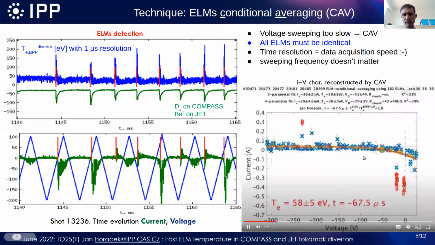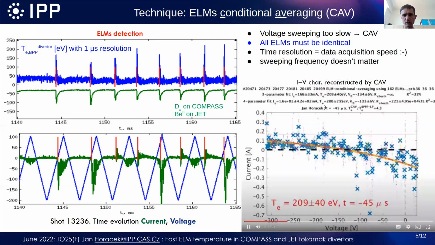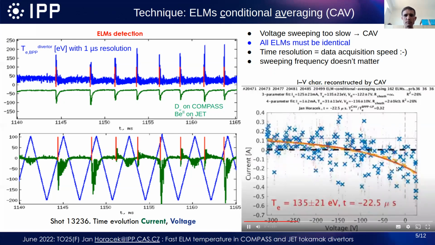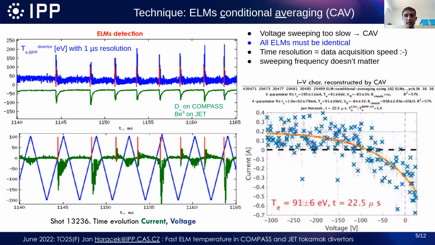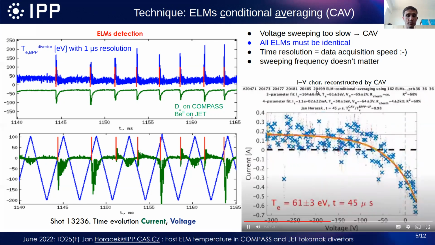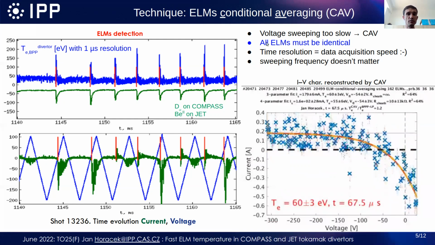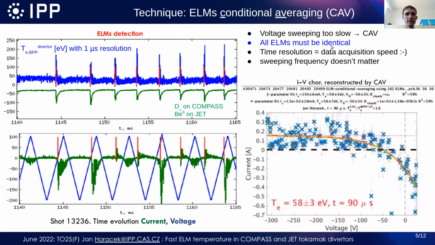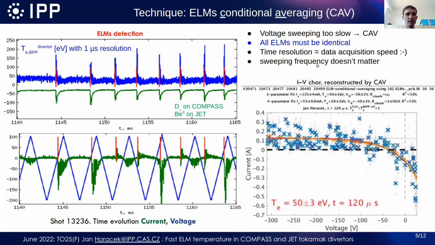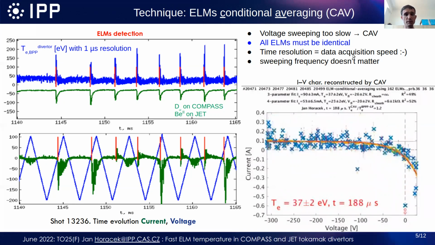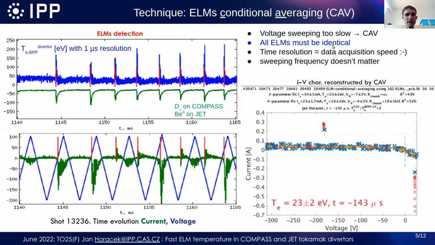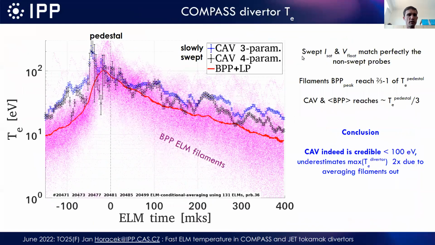Here we have about 300 ELMs, many discharges combined to get enough statistics. Like this, we can reconstruct the IV characteristics every 1 microsecond, conditionally averaged. The question is whether this characteristic is credible, because we have to assume that all the ELMs are identical; the sweeping frequency doesn't matter in such a case, it's only a question of the data acquisition speed. The identicality of all the ELMs is questionable, and that's why we did it on COMPASS, because there we can directly cross-check this measurement, which is shown here in time.